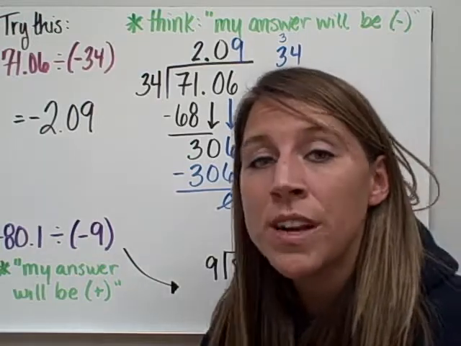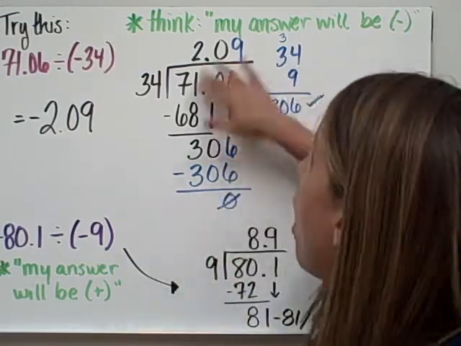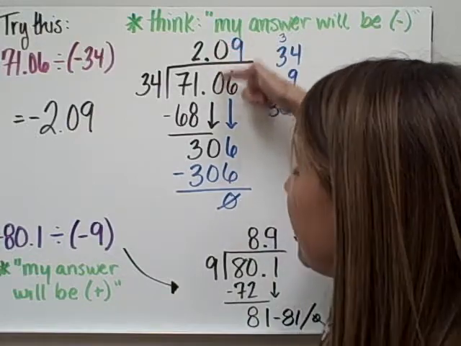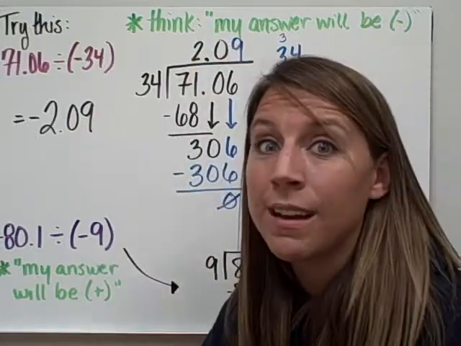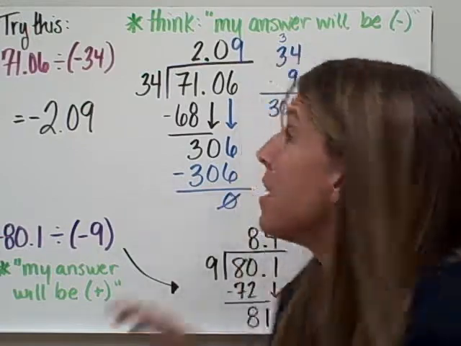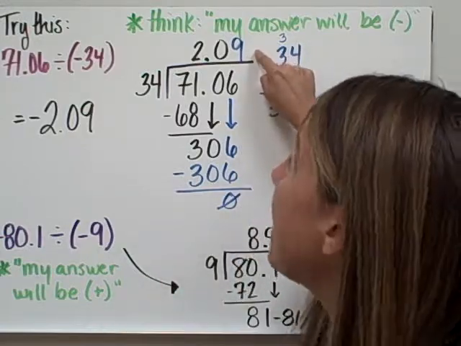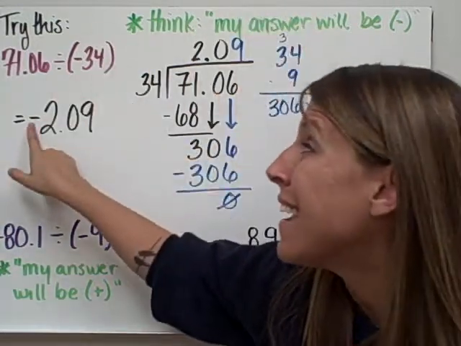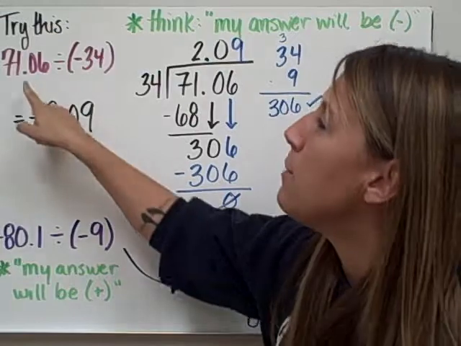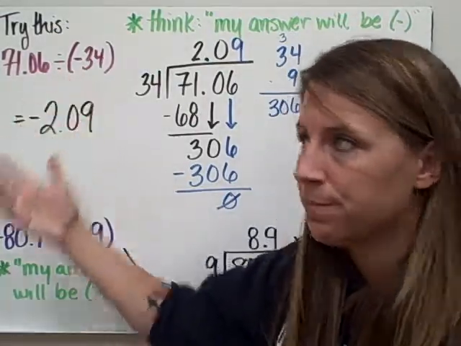A very common mistake is that students will say, oh, that's nothing, and I don't put anything there, and then I'll put the 9 over that 0 and get 2.9. Well, 2 9/10ths is not the same as 2 9/100ths. 2 9/100ths is the correct answer. In fact, negative 2 9/100ths is the answer. We have to remember that our answer is negative because our signs were different.